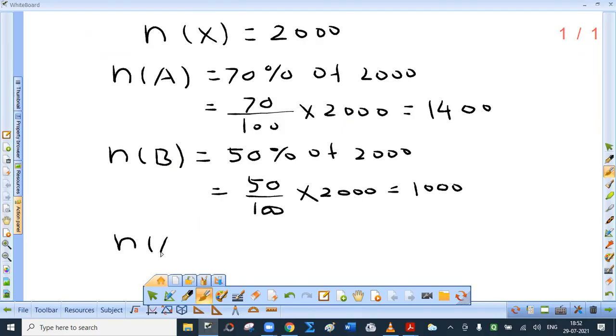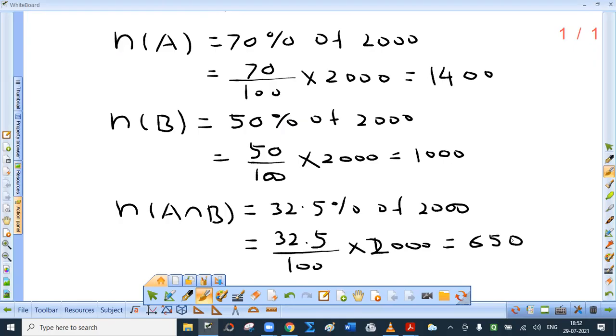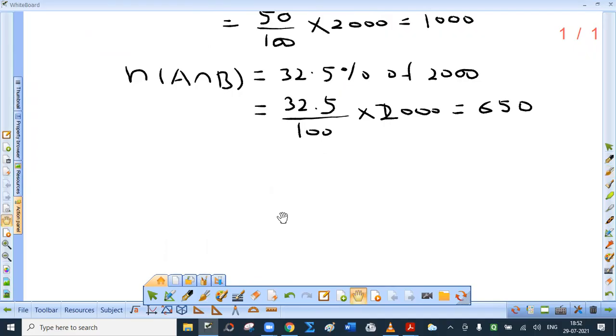What is n of A intersection B? 32.5% of 2000. Presentation is important. So you should be able to write this immediately. Clearly, this is 650. Is it? Now we'll draw Venn diagram.